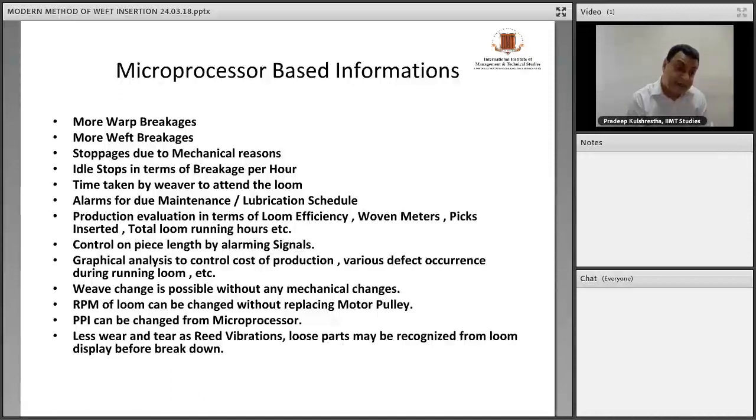and attend the machine. As I told you, the time taken by the weaver in piecing, then alarms for due maintenance and lubrication schedule. See, every machine has a fixed maintenance schedule because maintenance is a very important part of the process. If our maintenance is not good, even a 1 year old machine will not give the result. And if our maintenance is excellent, even a 40 year old machine will behave like new.